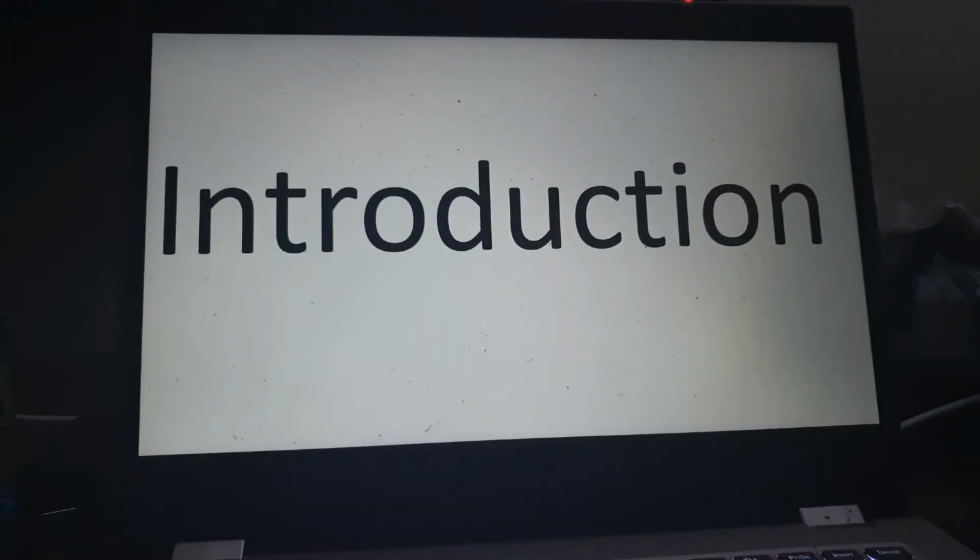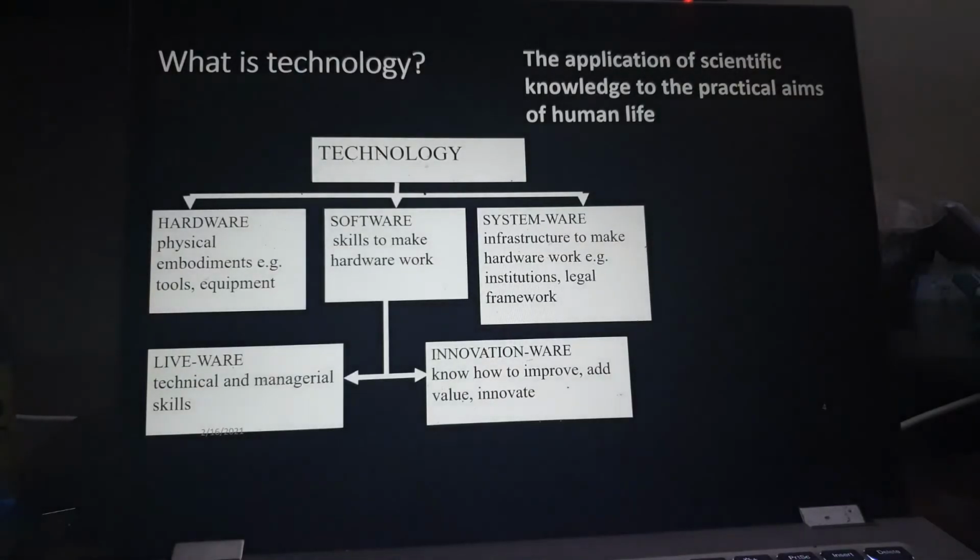So, as a way of introduction, let us provide the answer to the question, what is technology? Yes, various definitions exist. There's one that says it is the application of scientific knowledge to the practical aims of human life. And technology has got its components. Look at the first row. We can have hardware technology, we can have software technology, and we can have systemware technology.